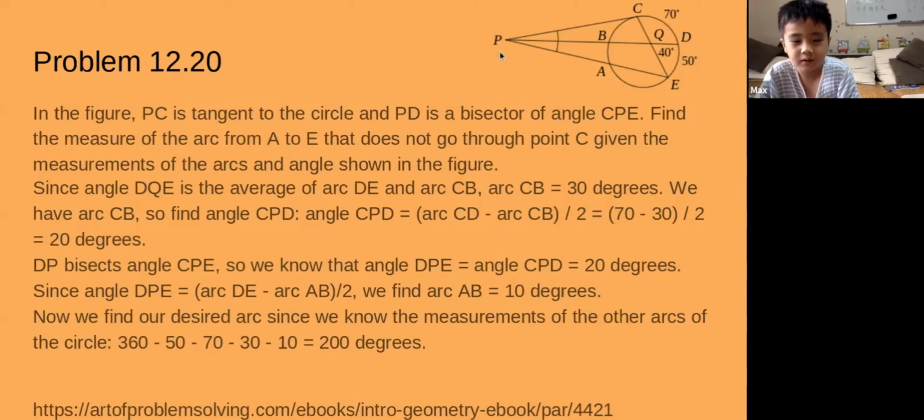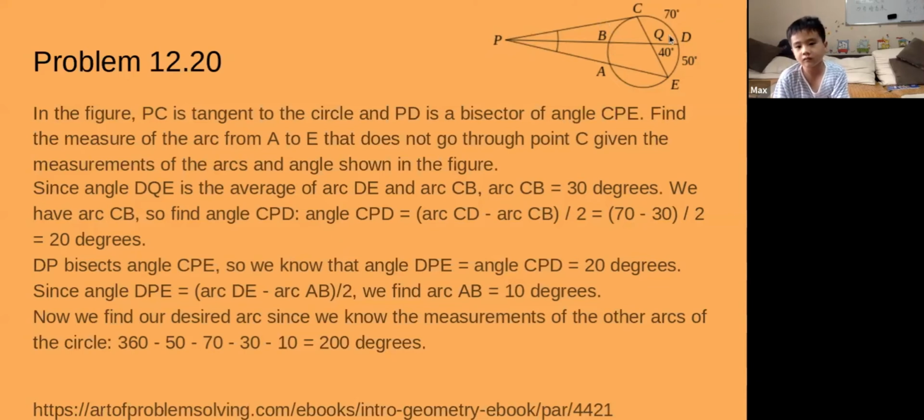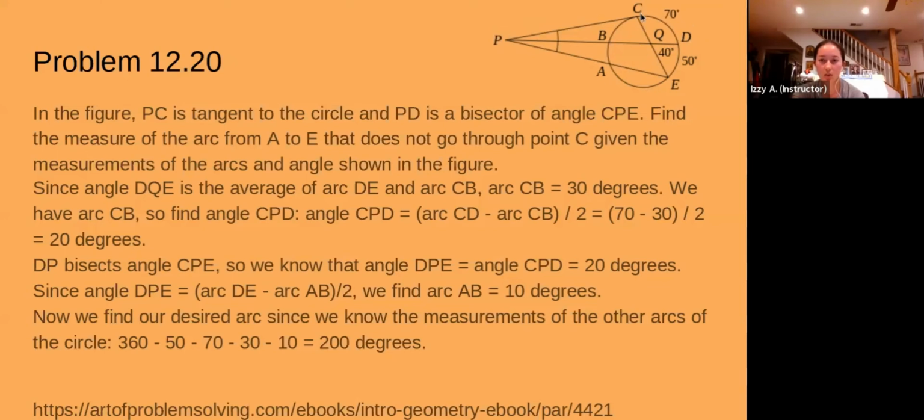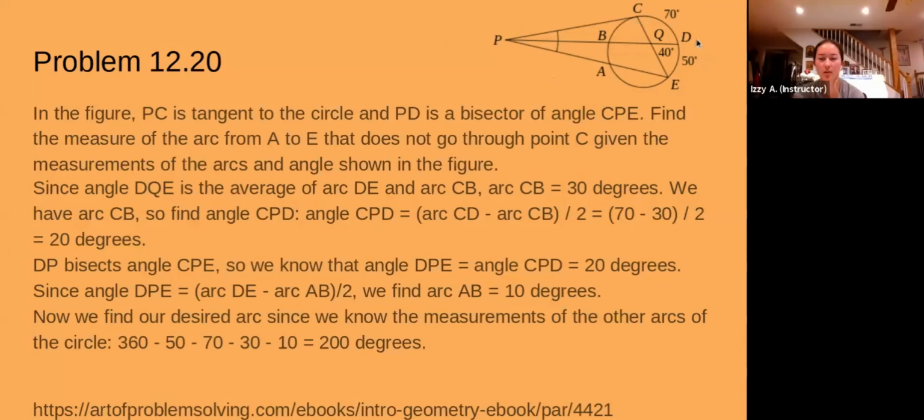Yes. So a bisector can be a line segment, or it could be a line too. In this case, we can say it's a line segment. It's a segment that splits one angle, and the two new angles that are formed are going to be equal to each other. So the bisector of angle P is the line segment PD. It splits it into CPD and DPE, and those two angles are going to be congruent to each other.